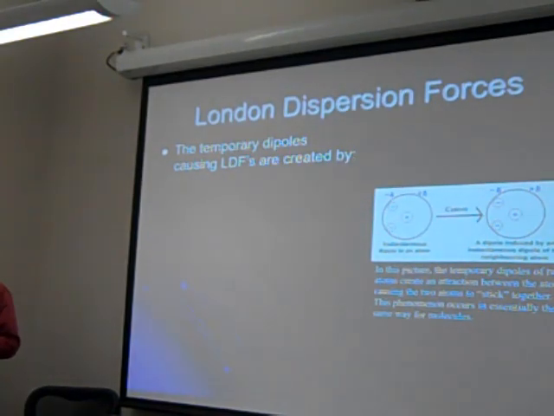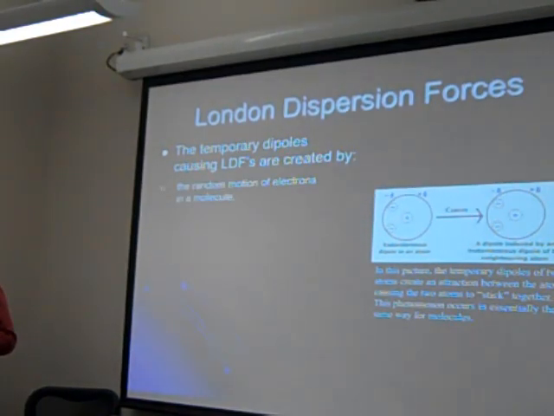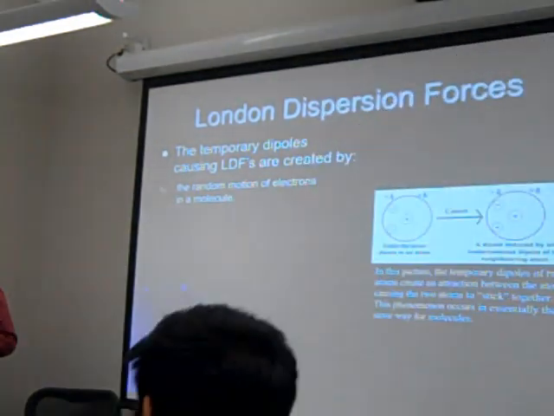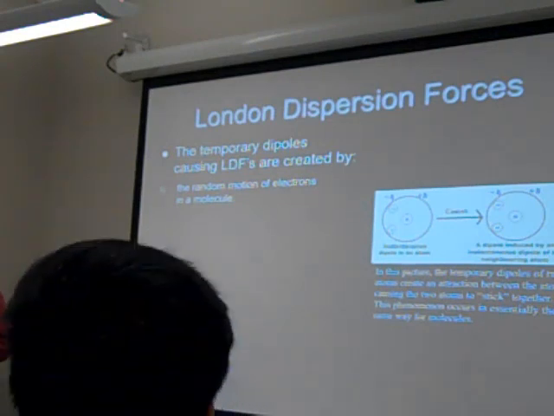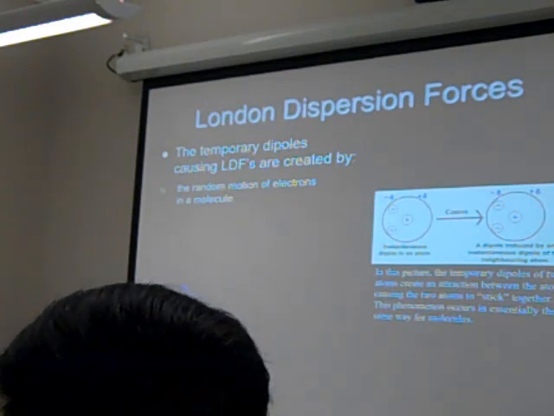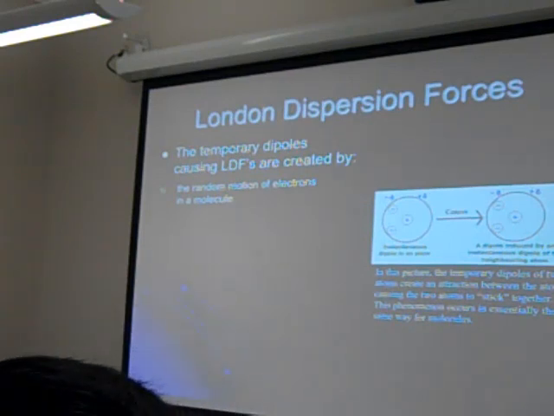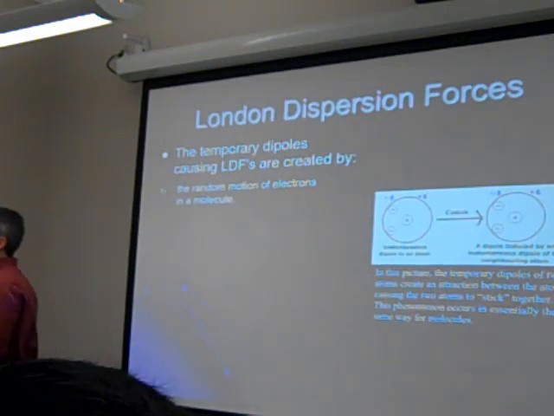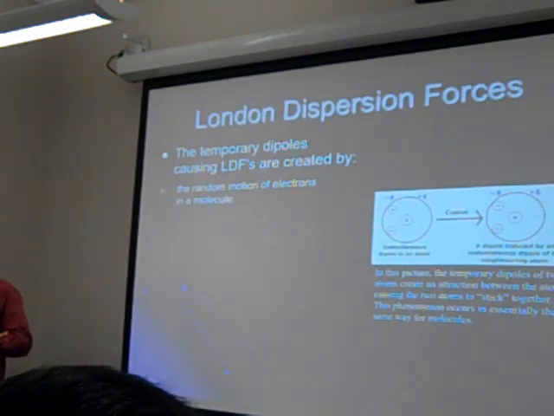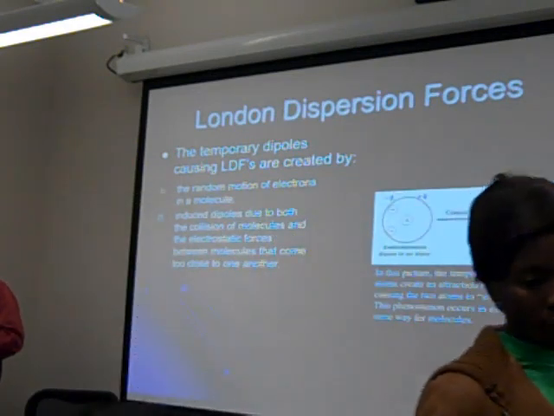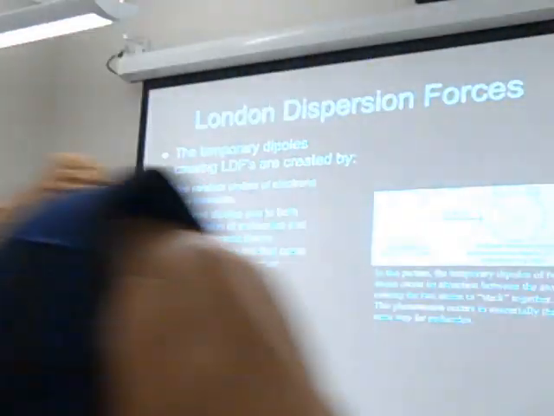So now we'll take a look at London dispersion forces a little bit more. There are a couple different causes for London dispersion forces. One is the random motion of electrons in a molecule. Electrons, just by rapidly moving around, could at any given point be more concentrated on one side of the atom than the other. That's going to cause London dispersion forces, those partial positives and partial negatives.